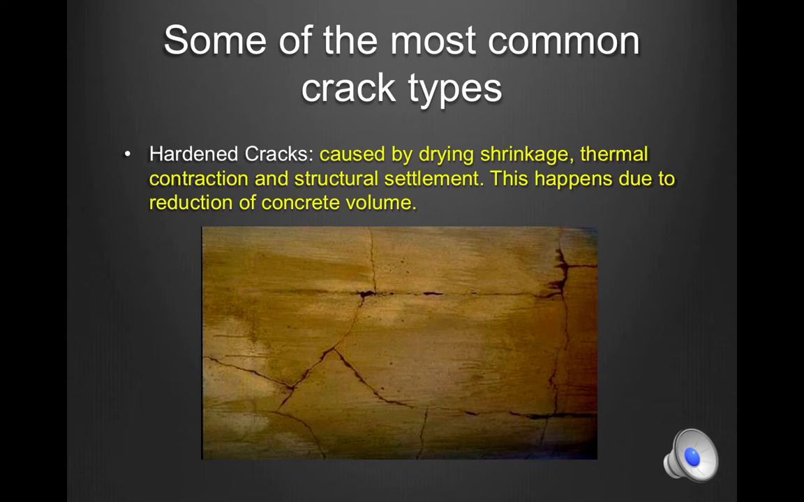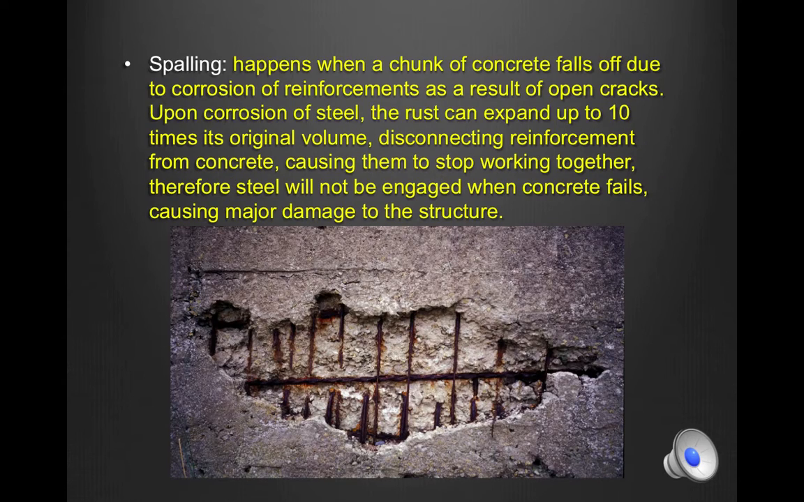Some of the most common crack types: hardened cracks, caused by drying shrinkage, thermal contraction, and structural settlement. This happens due to reduction of concrete volume. Spalling is also another type of crack. Happens when a chunk of concrete falls off due to corrosion of reinforcements as a result of open cracks.